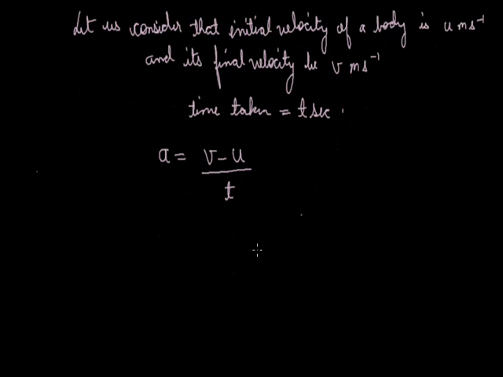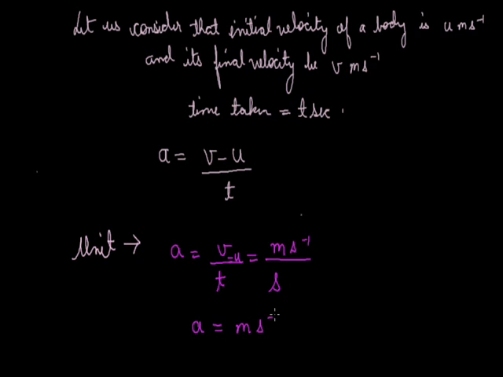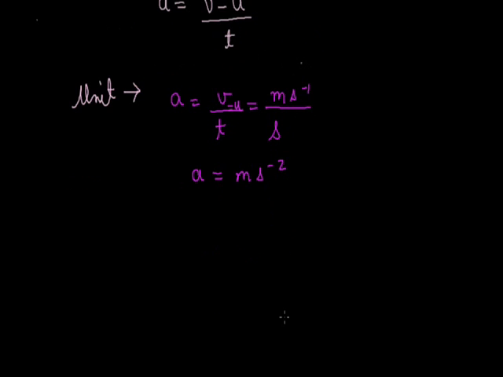Now we will talk about its unit. As we know that the velocity is having a unit of meter per second and time is having a unit of seconds. So a is having the unit as meter per second square. This is the SI unit of acceleration.